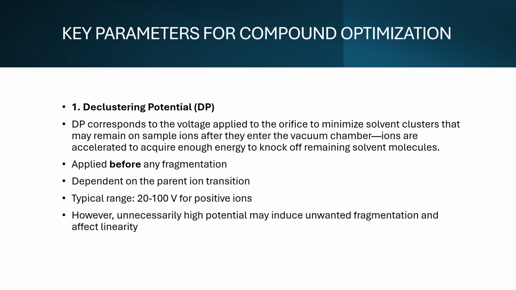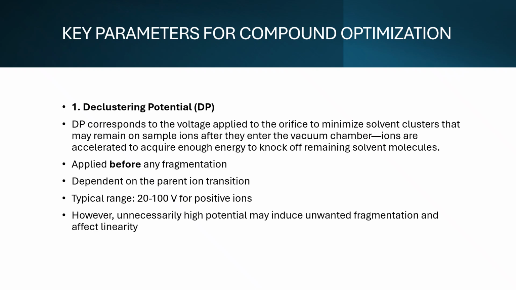Now let's talk about key parameters for compound optimization. First is declustering potential, that is DP. This corresponds to the voltage applied to the orifice to minimize solvent clusters that may remain on sample ions after they enter the vacuum chamber. Ions are accelerated to acquire enough energy to knock off remaining solvent molecules.